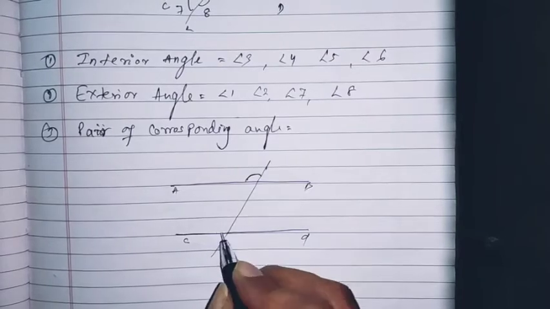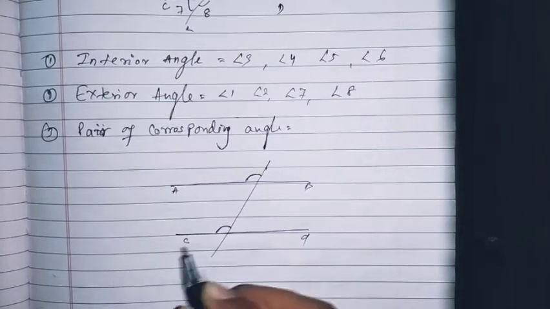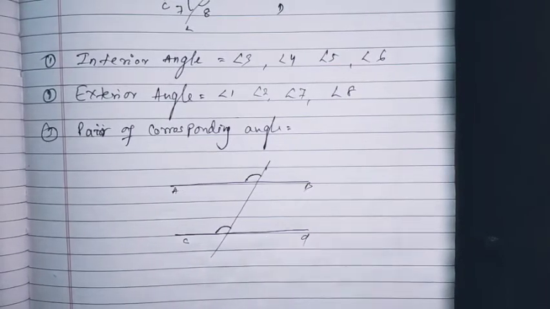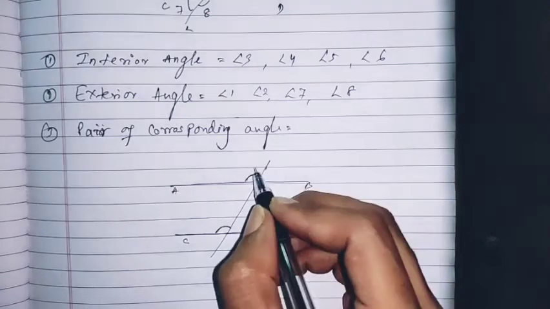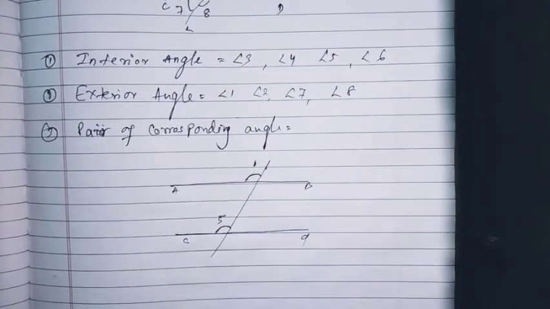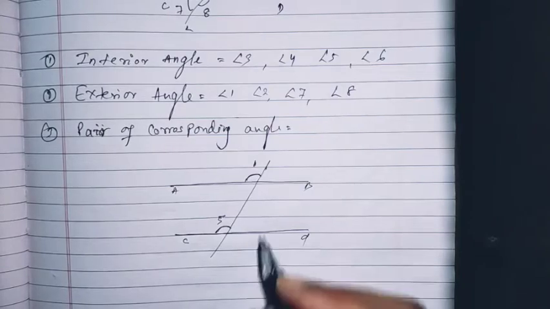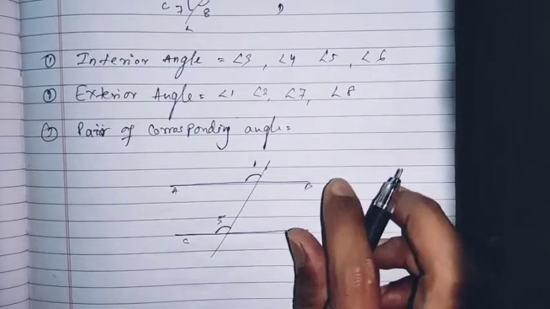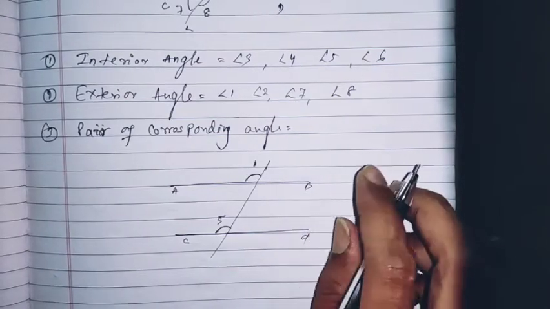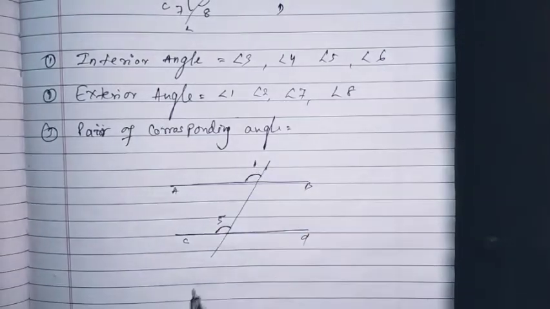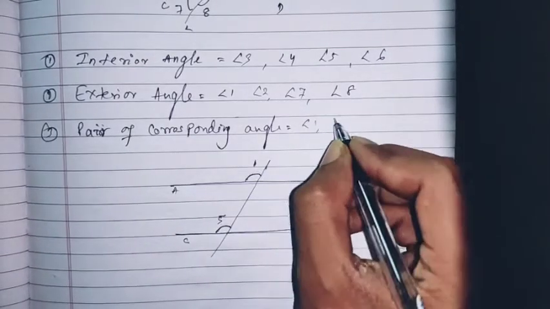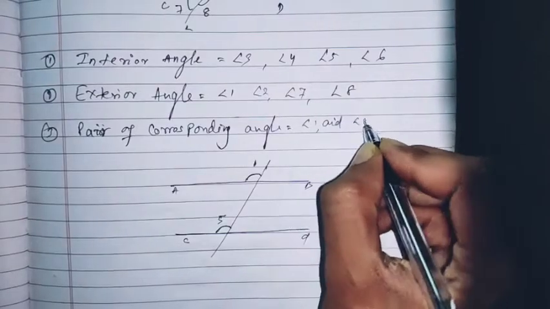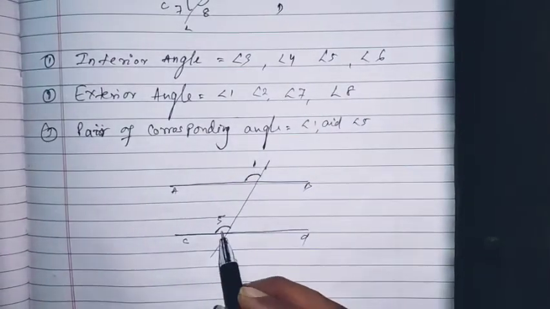Okay, and here we draw. Corresponding angles: this is angle 1 and this is angle 5. A pair of corresponding angles, so angle 1 and angle 5. Angle 1 is corresponding to angle 5.